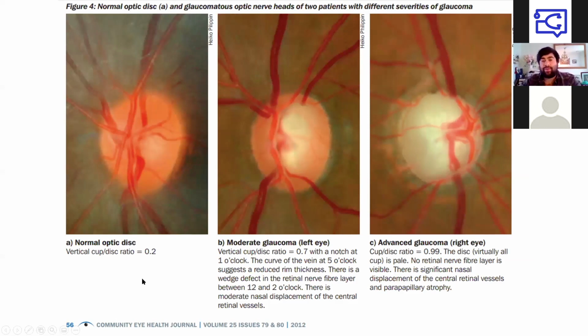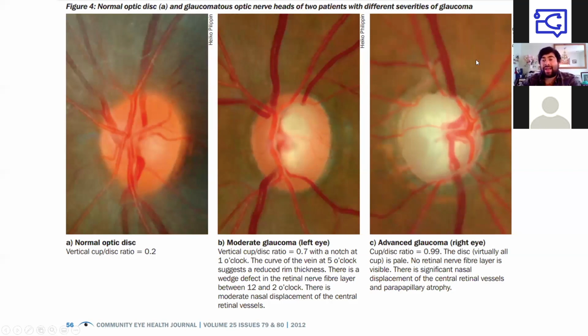I thought it was a really nice paper because there are nice pretty pictures. Essentially you can see here the cup and the disc, and you'd say that the cup to disc ratio here is about 0.2 or 1/5, which obviously is less than a third. So that's good news. In the middle panel, panel B, the cup to disc ratio is definitely increased. Here they've estimated it at 0.7. So you can see that it's just become much more elongated as a proportion of the disc.